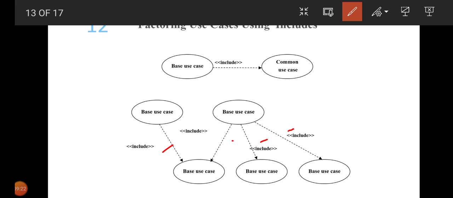For example, includes might be like in order to purchase or in order to deliver a particular product, you need to have the address. So without the address, you will not be able to deliver the product. So the base use case in this case can be the deliver product use case, and the common use case can be assigning the address. So assigning address is one of the essential use cases which is required in order to make the base use case successful.